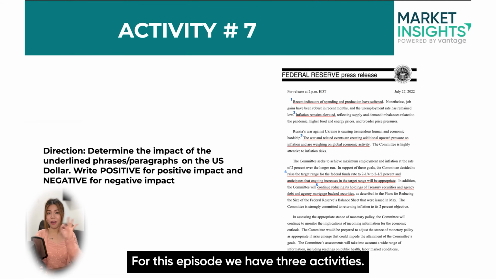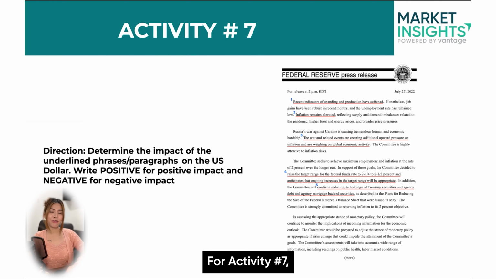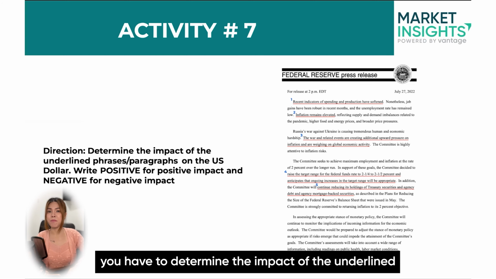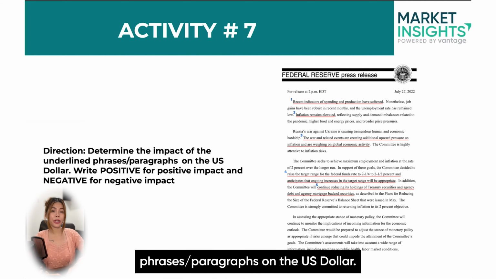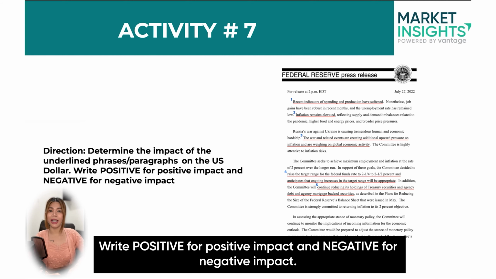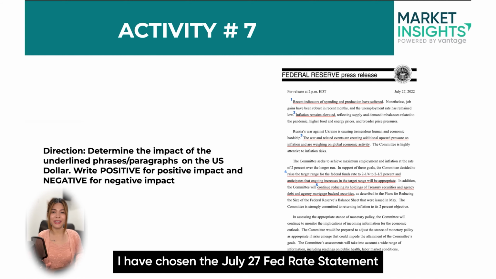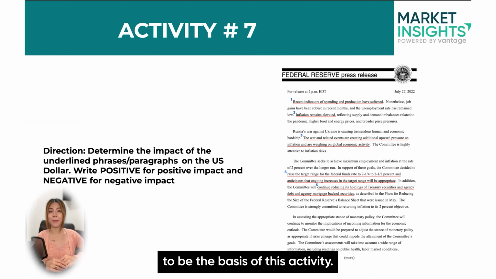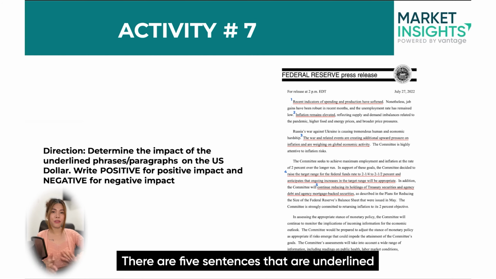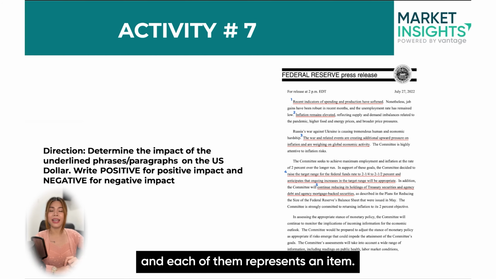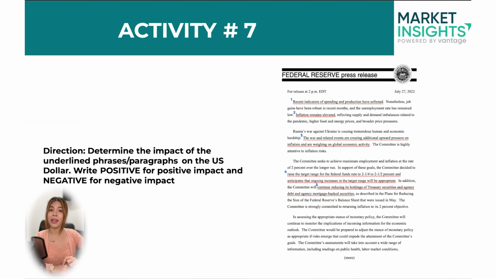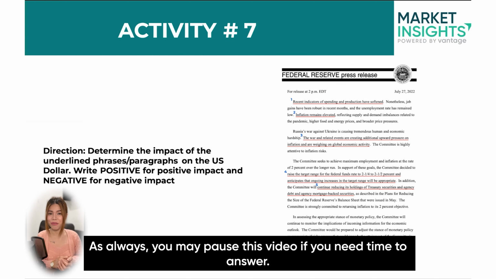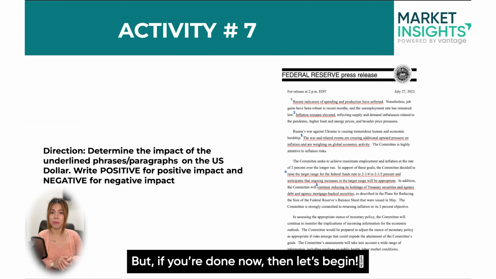For this episode, we have 3 activities. For activity 7, you have to determine the impact of the underlined phrases or paragraphs on the US dollar. Write positive for positive impact and negative for negative impact. I have chosen the July 27 Federal Rate Statement to be the basis of this activity. There are 5 sentences that are underlined and each of them represents an item. As always, you may pause this video if you need time to answer. But if you're done now, then let's begin.